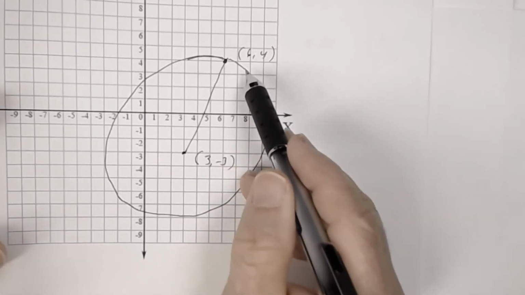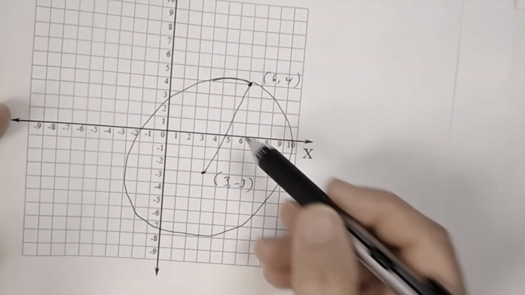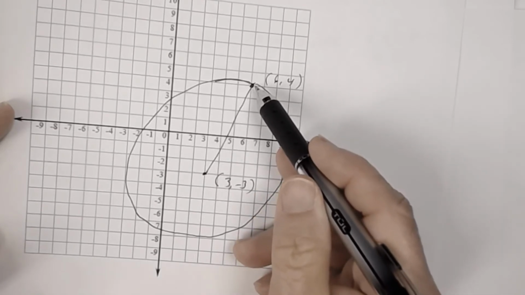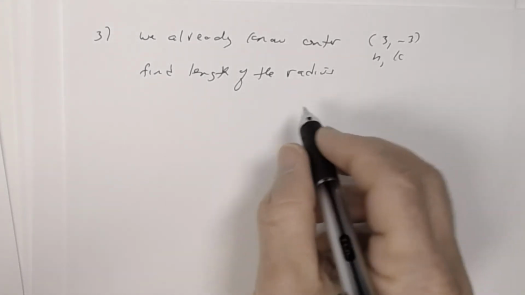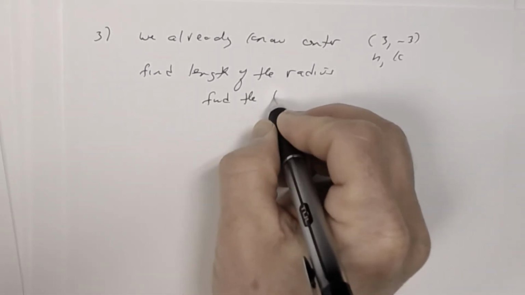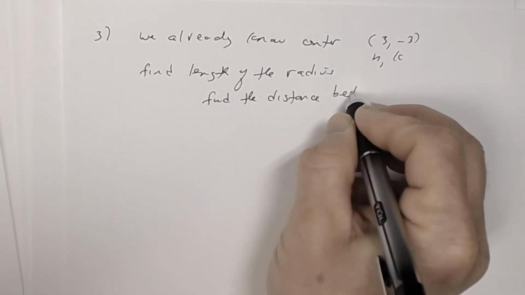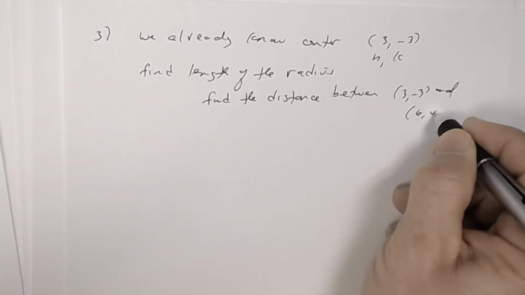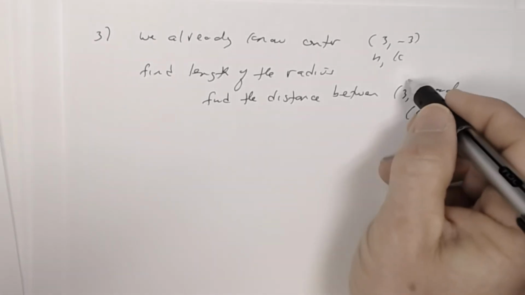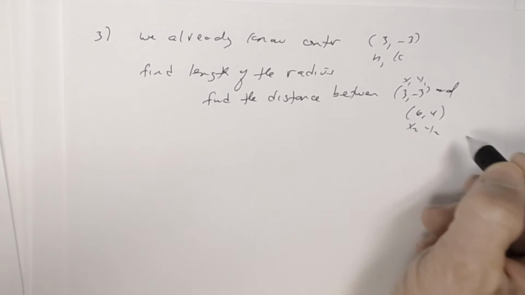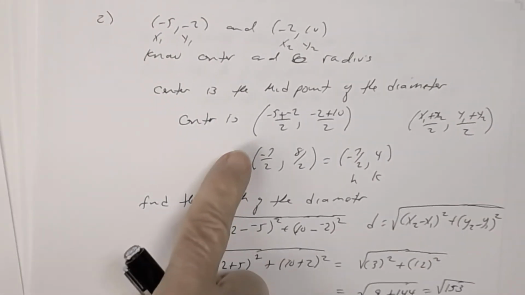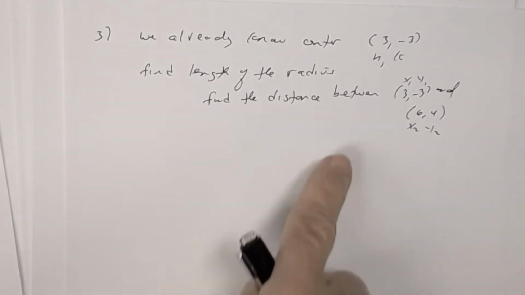So we're going to use this. To find the length of the radius, I'm going to find the distance between these 2 points. This point, the center, and the point on the circle. So to find the length of the radius, you find the distance between the center, 3, -3, and 6, 4. Okay? So let's go ahead and do that. So I'm going to call this x1, y1, and x2, y2. So hopefully you'll understand that using the midpoint formula is not used here. You understand that, right? Because you're told the center. All right, so all you have to do now is just use the distance formula.